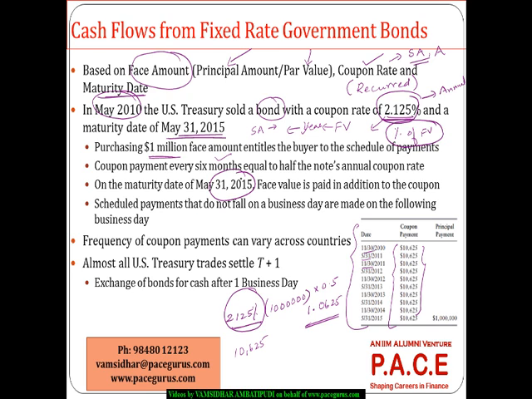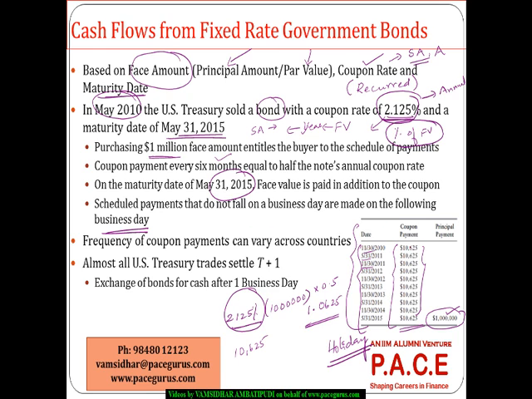And on the maturity, which is the 31st May 2015, along with the last coupon, the principal amount will be refunded. The face value is also added. So my cash flows are, these are the numbers at different points in time. And just to give one more important point, if any of these days is a holiday, not a working day, then typically the payments are made on the next business day. Just a small point to consider.